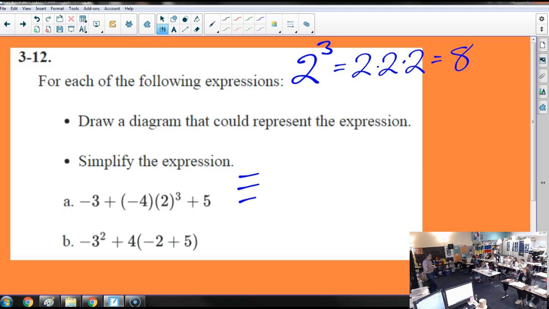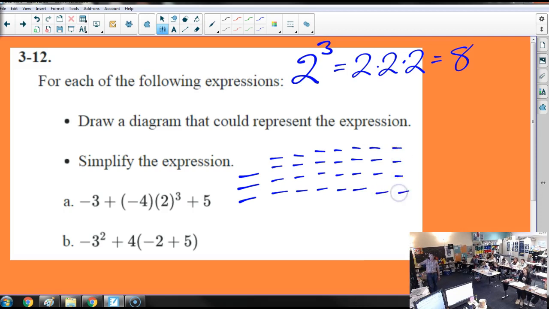Now, most of us on the mastery were okay on the sign work, so a little bit difficult. But -4 times 8, then I would just draw 1, 2, 3, 4, eight times over. I wanted to show that that's seriously what I would draw.